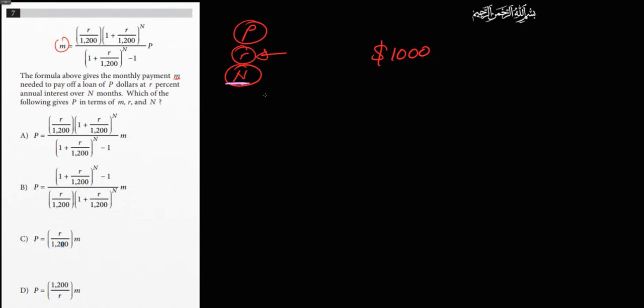N here represents that this person wants to pay off the loan in a certain number of months. They don't want to drag it off forever. They want to pay it off in a certain number of months, and this is how many months. Maybe they want to pay off in 24 months or 12 months or whatever. So that's what they've decided.